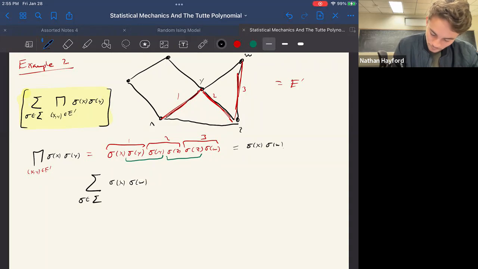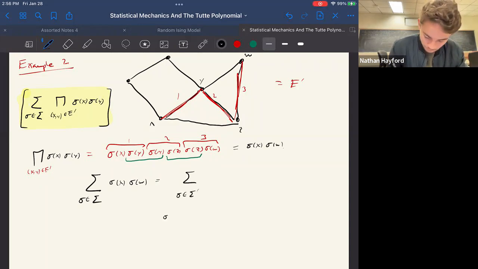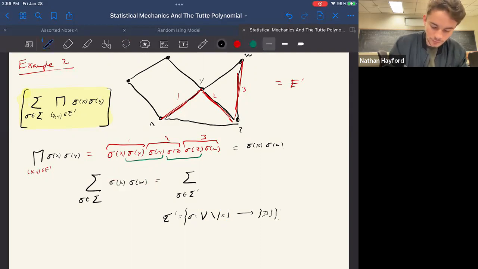So then this sum over all sigma is going to be the sum over all sigma of x times sigma of w, which is the same as if I sum over sigma in sigma prime. Sigma prime now is I take the vertex set and I delete, let's say, the vertex x. So sigma prime is all maps from this set into plus minus 1. Essentially, I'm just showing you that this sum always has odd parity.